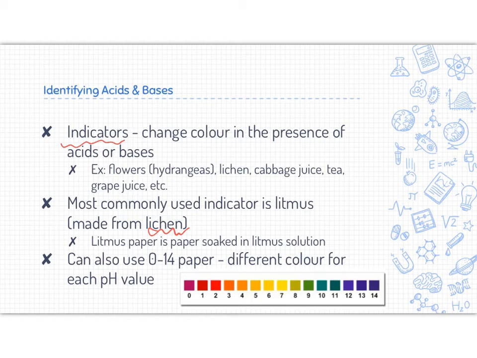We can also use what's called 0 to 14 pH paper. It's a different color for each pH value. So you would dip just one piece of paper in. It starts white typically, and it will turn a different color depending on the pH. So if it turned a really nice teal color, I would try to match the color that my paper has changed to this little scale here.